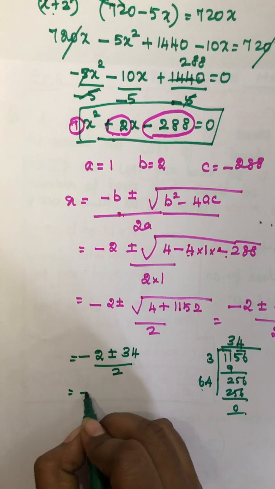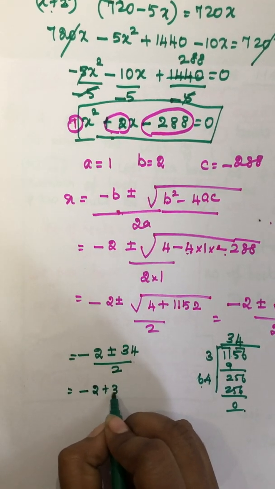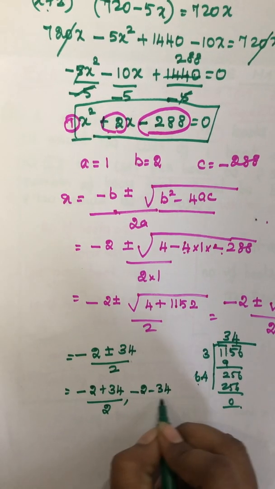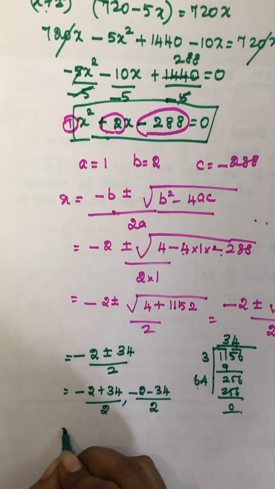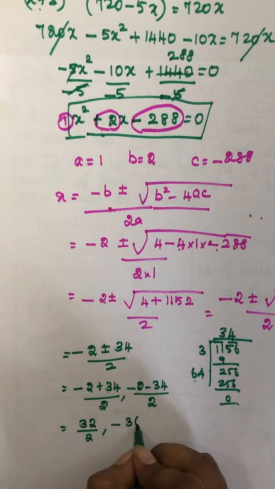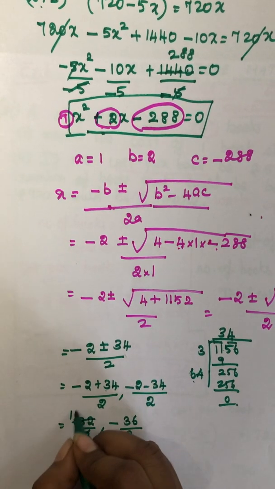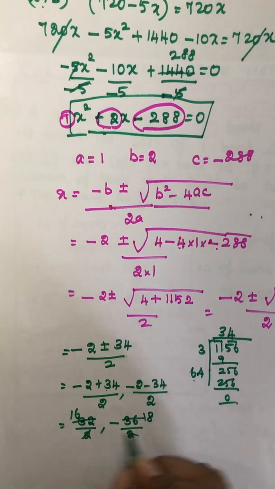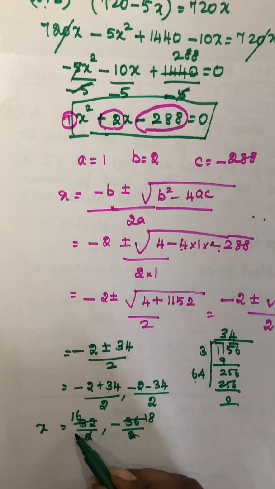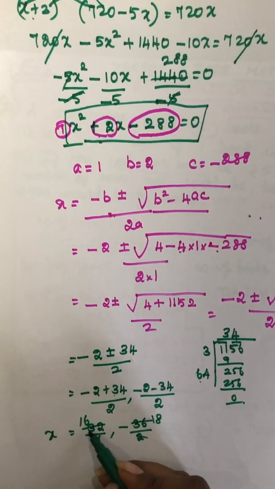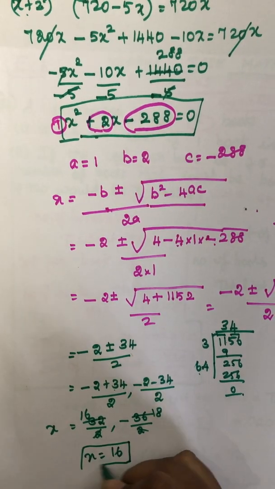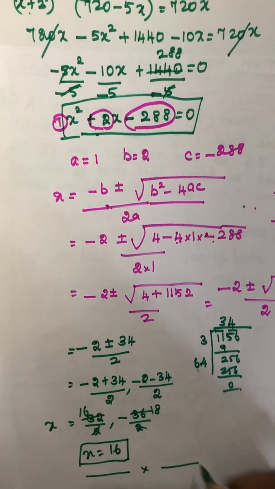So this is minus 2 plus or minus 34 by 2. Okay, see, minus 2 plus 34 by 2, or minus 2 minus 34 by 2. So if you add, you get plus 32 by 2, and this is minus 36 by 2. So if we cancel, this is 16 and this is minus 18. This is the number of books, so this cannot be negative. So this will be a positive number. So x is equal to 16. The number of books they have bought is 16.